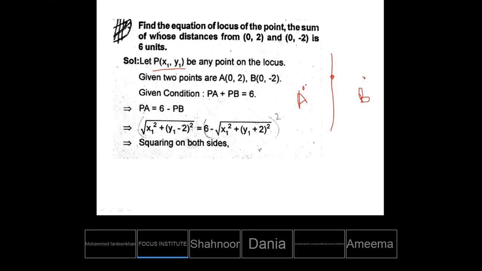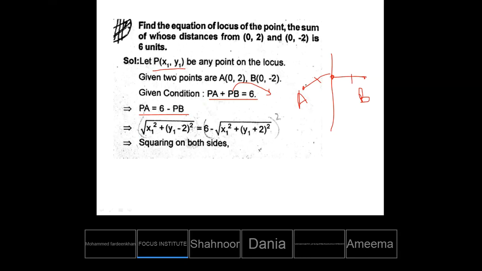The given condition is PA plus PB is equal to 6. If you add these two, you will get 6. This is your given condition. Now, take this PB to this side. Then it will be PA is equal to 6 minus PB.